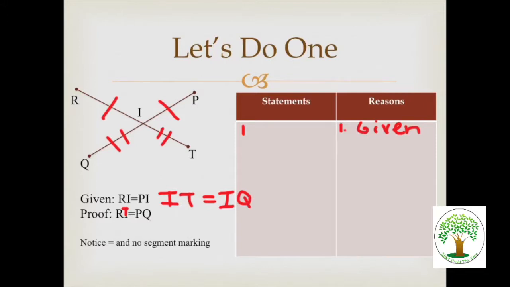How do we write both of them? I'll show you. All right, so I'm going to write RI equals PI. You can write a little "and" or a comma. You could put it underneath that IT is equal to IQ. IQ or PQ? PQ. Thank you very much.